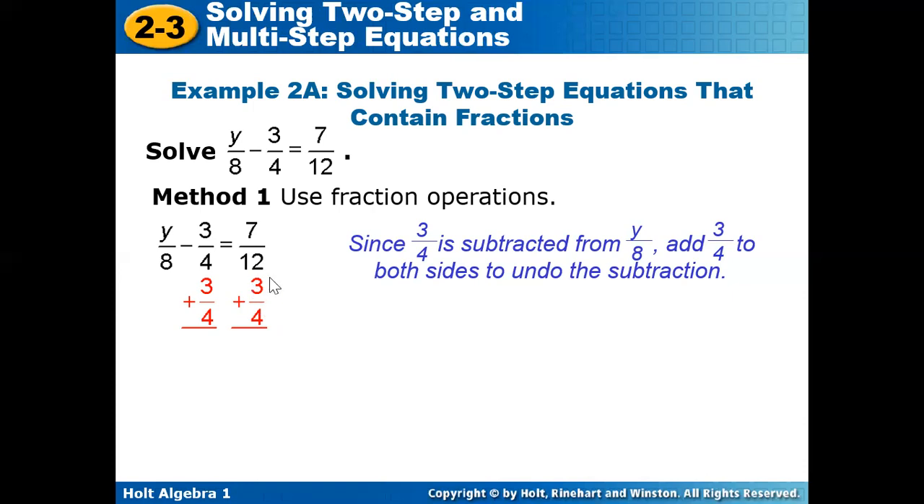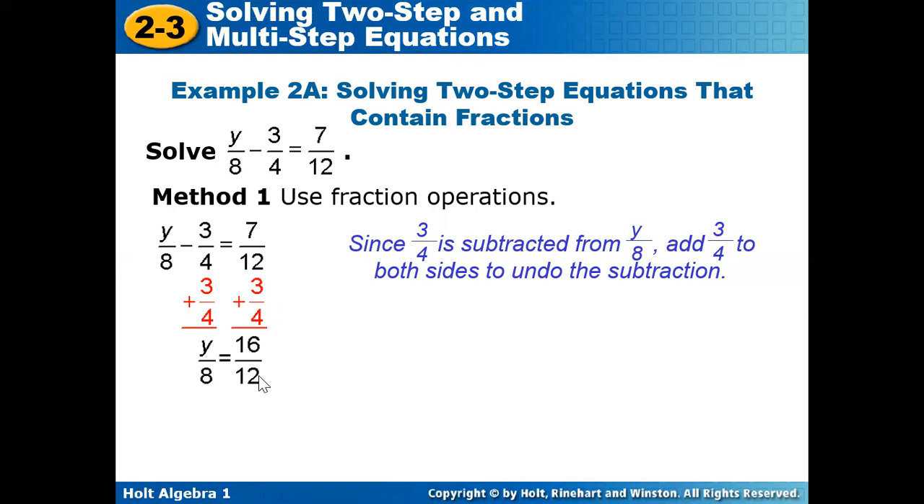So in order to get 3/4 to have the denominator of 12, you're going to have to multiply by 3, right? Because 4 times 3 equals 12. And then 3 times 3 is going to equal 9. So you are adding 9/12 to 7/12, which will give you 16/12. Y divided by 8 is equal to 16/12.